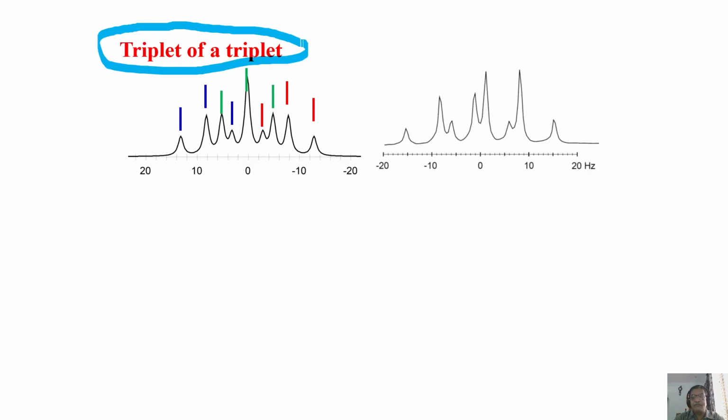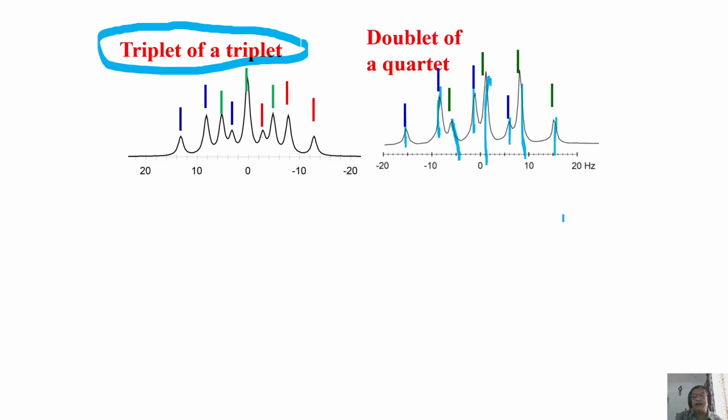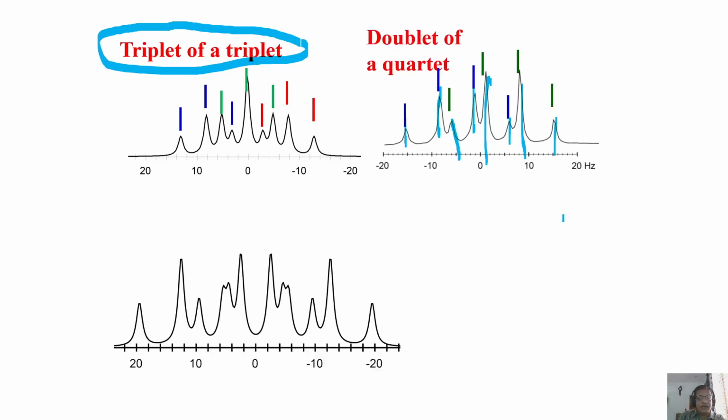What about this one? Don't get confused. Look at this peak. 1, 3, 3, 1. What is this? It's a quartet. Now 1, 3, 3, and 1. What is this? Another quartet. So it is two quartets. It is a doublet. Each line of the doublet is split into quartets. It is called doublet of quartets. What about this one?